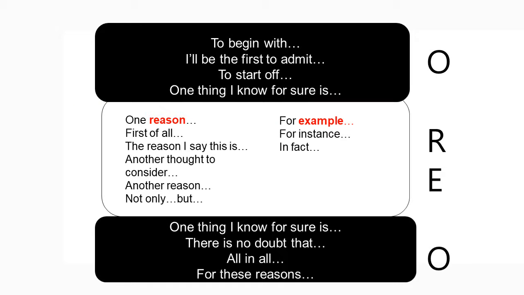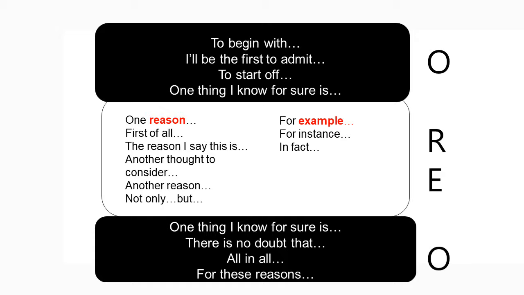So what we have on this slide is some words and phrases that could help you when structuring a letter. So in terms of setting out your purpose: to begin with, I'll be the first to admit, to start off, one thing I know for sure is. I quite like to start off, I think it's very formal, but if it was an informal letter, one thing I know for sure would be very appropriate for that.